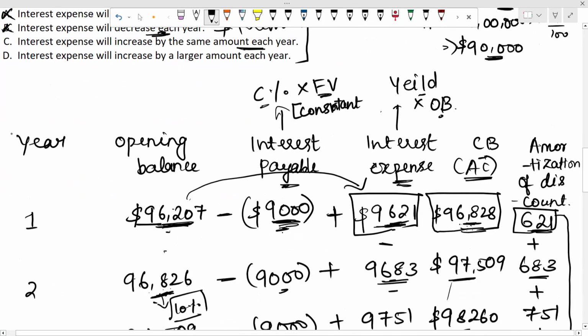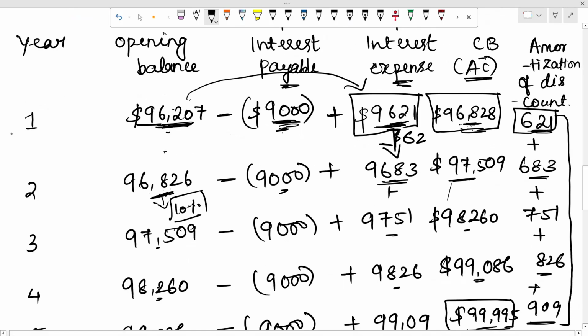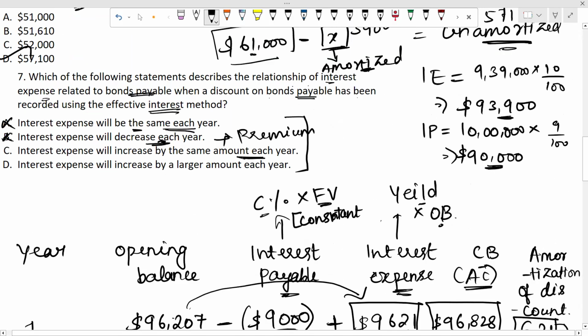Again, here you can see what is the difference between the interest expense. What is the difference between the interest expense in the first year and second year? It is 9683 minus 9621. Here it increased by $62. Here what is the change? 9751 minus 9683. We get extra $6. It is increasing every year at an increasing rate. It is not increasing at the same rate. So it is not increasing by the same amount each year. Option C is also not the right answer.